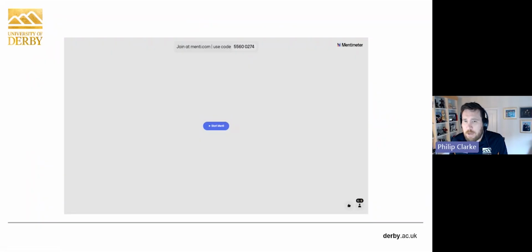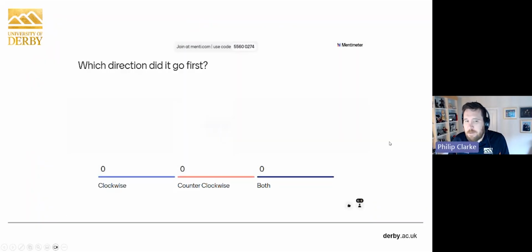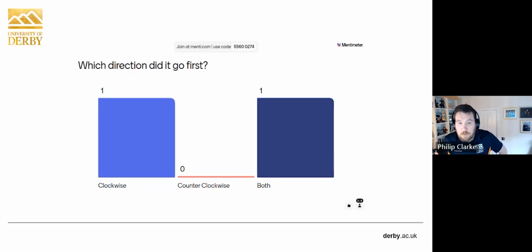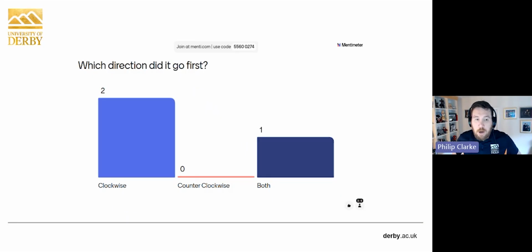Okay. Now I'm going to get you to see, what did you see first? Okay. And if you've seen both, great. But I'm interested in what people saw. So one clockwise, one both. What about the other three that are in Menti? Clockwise, counterclockwise, or did you see both? And again, it's completely anonymous. Just go with what your gut's telling you. What did you see? Was that silhouette going clockwise, counterclockwise, or both?